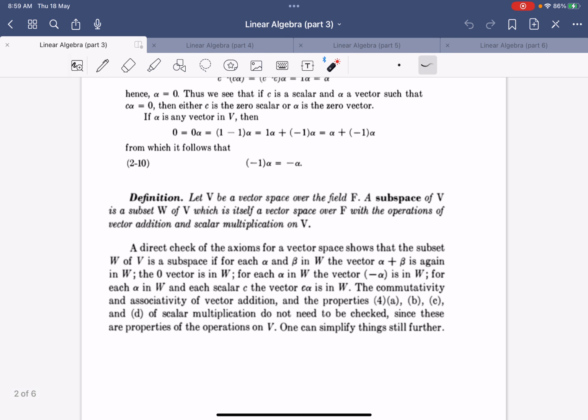Also, we can now define what is known as a subspace, which is basically a subset of the vector space, which is still a vector space in itself, meaning that it's closed under the operations of addition and scalar multiplication. And really, you can just check the axioms: the subset W is a subspace if for each vector the addition is inside, the zero vector is inside, the minus alpha is inside, and the scalar multiple will also be inside. This really just means that W itself is still a vector space.